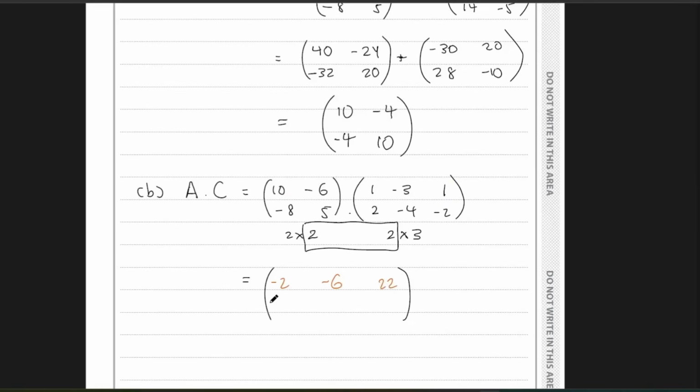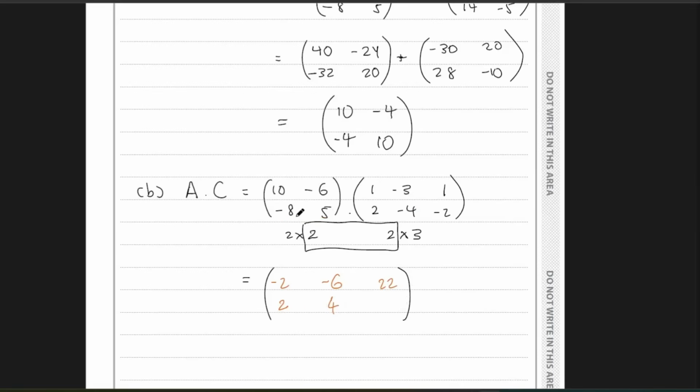22. Now the bottom row. For this, we need to multiply the second row with the first column. Minus 8 times 1 is minus 8. 5 times 2 is 10. So minus 8 plus 10 gives us 2. So 2. The next spot is for second row times second column. Minus 8 times minus 3 is 24. Plus 5 times minus 4 is minus 20. So 24 minus 20 gives us 4.